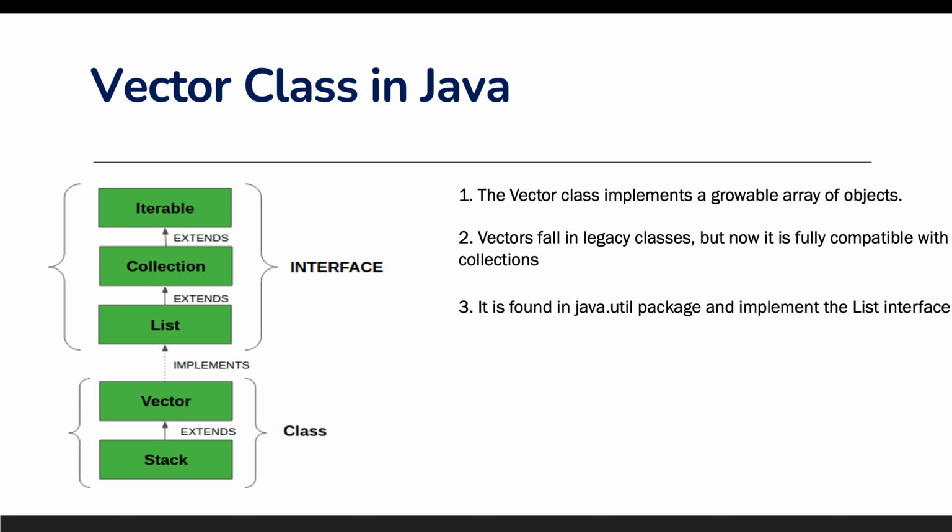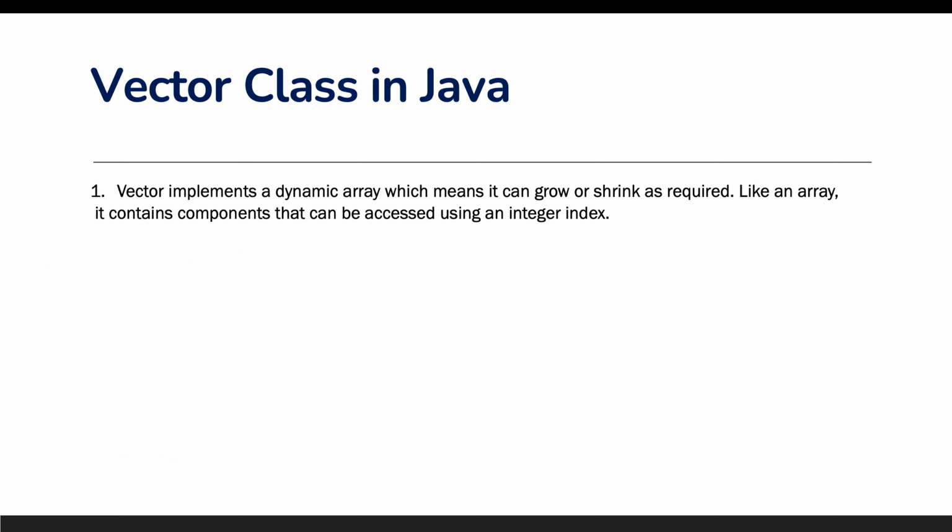Third point is that the vector class is found in the utility package. All the collection interfaces and classes are available inside the utility package, which means it provides utilities to perform operations on collections. And it implements the list interface, as it is another implementation class of the list interface. We have already seen ArrayList and LinkedList in the previous video, right? So let's see some of the important features of the vector class.